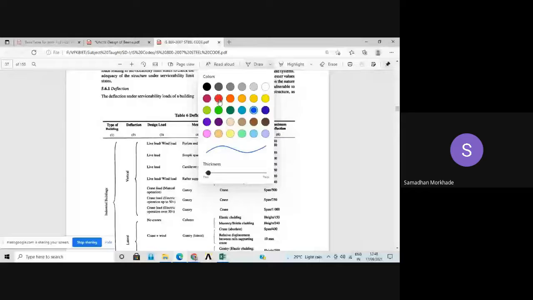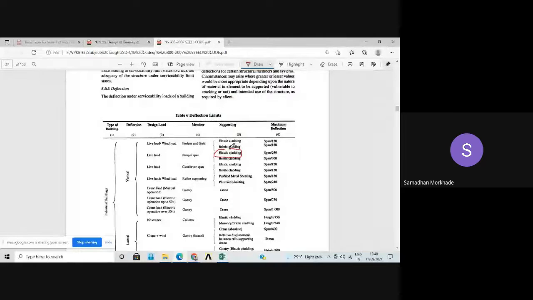Yesterday I think we explained elastic cladding and brittle cladding. If your supporting system is GI sheets, it is elastic cladding, and your permissible deflection is span by 240. If your supporting system is an RCC slab, it is brittle cladding, so it is 16.66 mm.